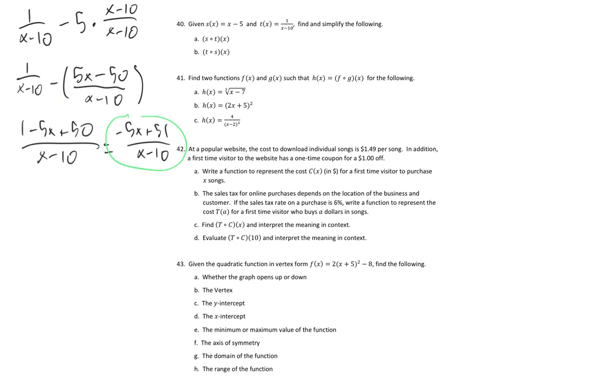Part B, T composed of S, so we're going to do the other direction. I'm going to do it over here. So this time, instead of plugging T into S, we're going to plug S into T. So 1 over (x minus 5) minus 10. Well, this is going to equal 1 over x minus 15. And it's as simple as that. There we go. That should be our answer for part B.